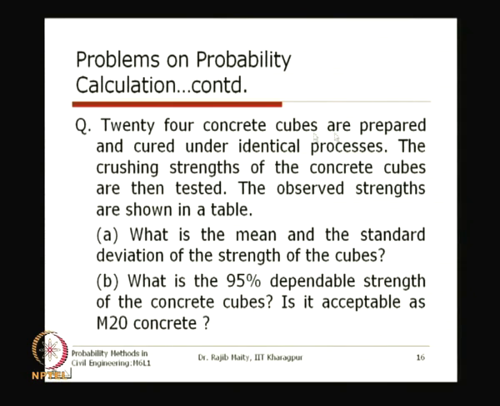The 24 concrete cubes are prepared and cured under an identical process. The crushing strengths of the concrete cubes are then tested, and the observed strengths are shown in a table. The question is, what is the mean and standard deviation of the strength of the cubes, and what is the 95% dependable strength of the concrete cubes? Is it acceptable as M20 grade concrete? You have to know that M20 grade concrete means its characteristic strength is 20 Newton per millimeter square.